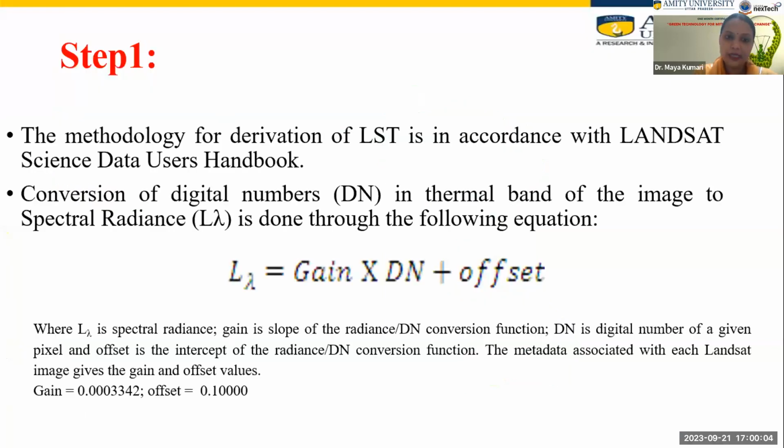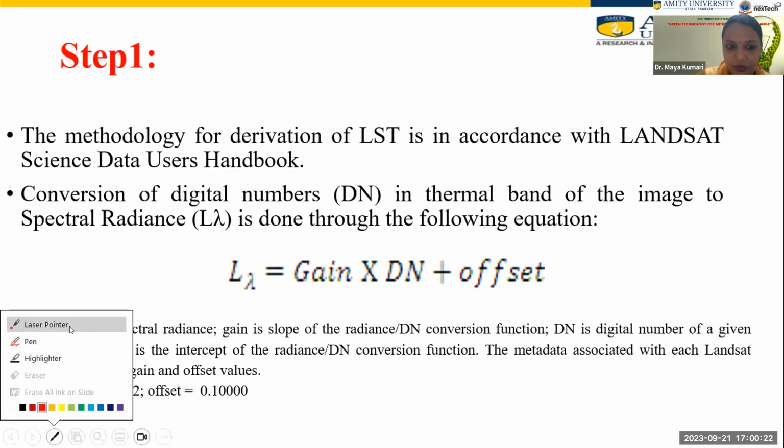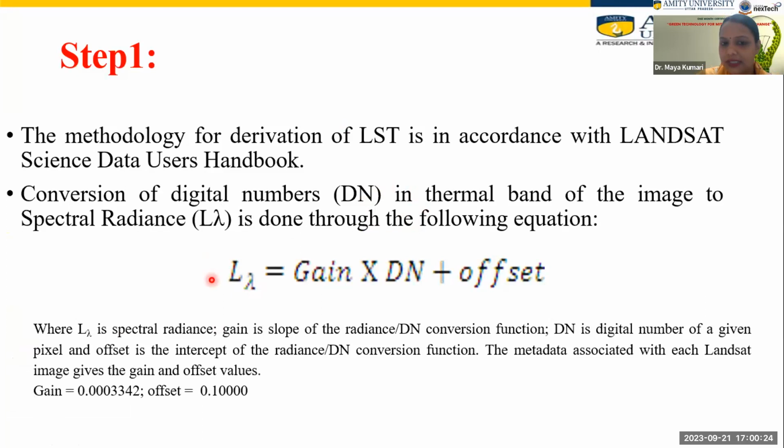The first step in calculating the land surface temperature, and whatever step I'm going to tell you is according to the Landsat Science Data Users Handbook, is to convert the numbers we have in the satellite image into spectral radiance. And the formula for that is gain into DN number plus offset.